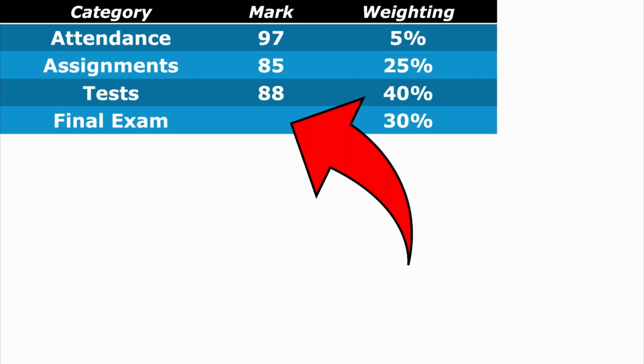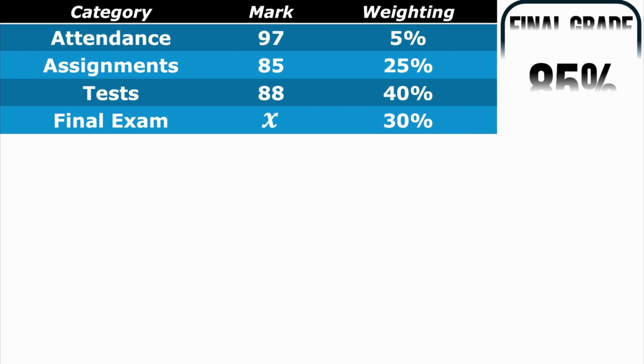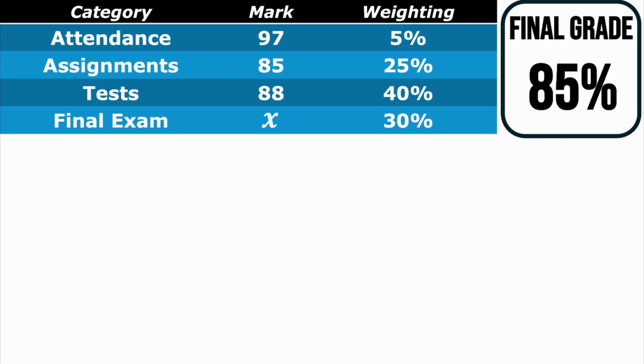However, we don't have a grade for the final exam. And so we're going to do what we normally do in math and represent it by a variable. Now, their final grade in the course was 85%. Can we use that information to find what their mark was on the final exam? Yes, we can. Here's how to do it.